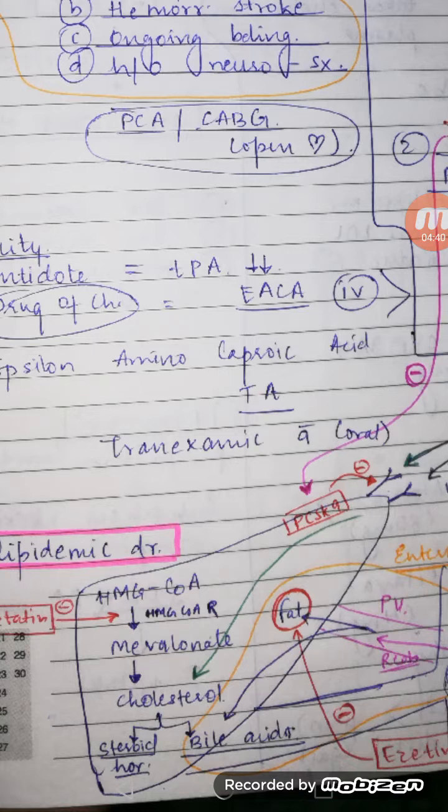Okay, so what was site number 1? HMG coenzyme reductase. The drug is called statins. The drugs are called statins, and this is where they're acting.